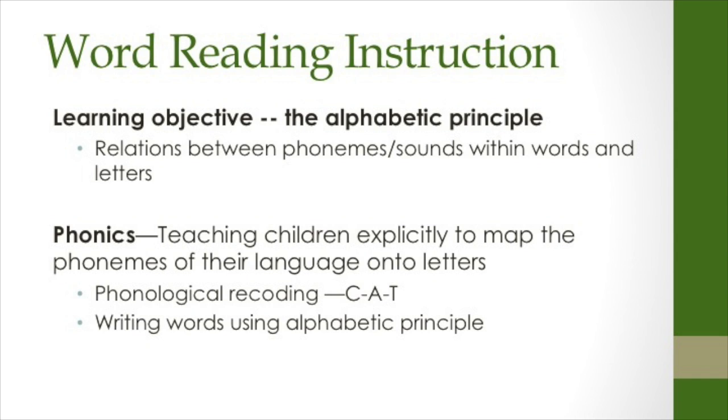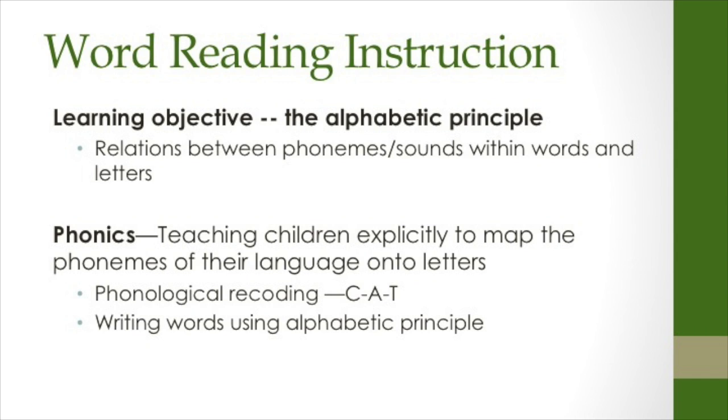They're not transparent. It's not a one-to-one relationship between letters and sounds, except for simple three-letter words like cat. But for many words, there is a relationship between the pronunciation of that word and the letters. And what phonics instruction does is teach children explicitly to map the phonemes of their language onto the letters. So explicitly how you use phonological recoding, cat. Also writing words using the alphabetic principle, having children sound out the word that they want to write and then write it down phonetically. Even if it's spelled wrong, it helps them figure out the alphabetic principle.